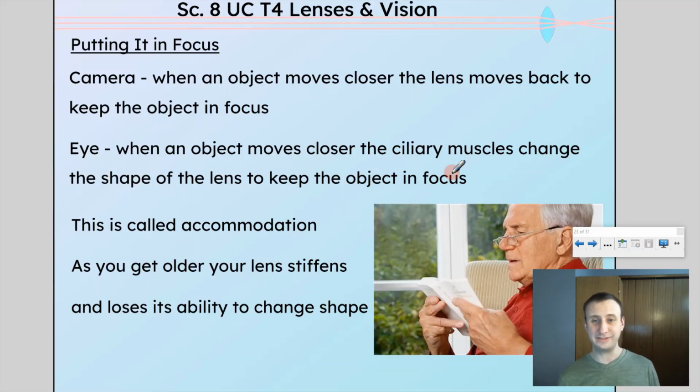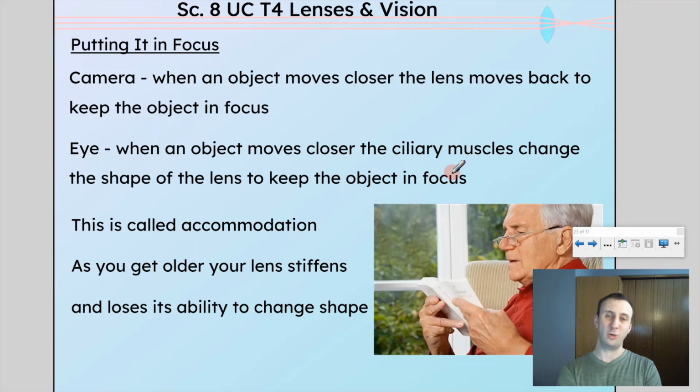In the eye, instead, we have those ciliary muscles that change the shape of the lens to keep the object in focus. So we actually have a lens itself that changes shape. A camera instead works by having two lenses that will come closer together or further apart in order to keep things in focus. In us, as those eye lenses change shape, that's called accommodation.